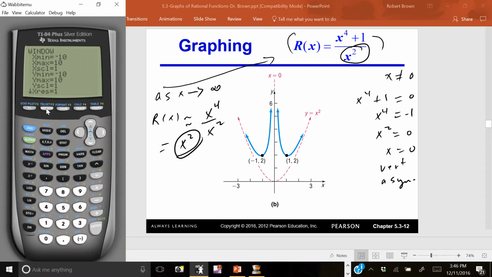Let's change the window now from -3 to +3, and y-min from 0 to about 6. So there's the function itself, and there's the function y equal x squared, which the main function approaches as x gets large.